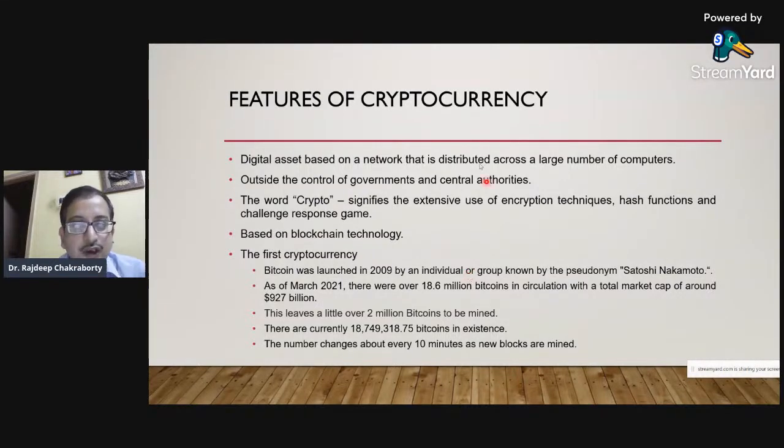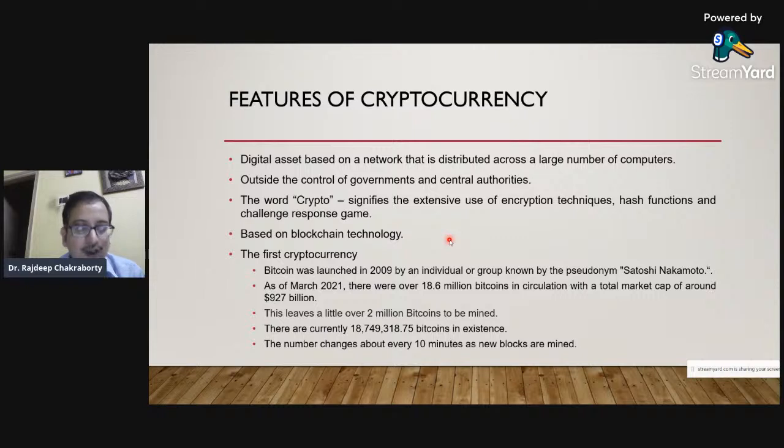Features of cryptocurrency. Cryptocurrencies are digital assets based on a network that is distributed across a large number of computers. It is outside the control of government and central authorities. The word crypto signifies the extensive use of encryption techniques, hash functions, and challenge-response games in cryptocurrency. Obviously, cryptocurrency is based on blockchain. The first cryptocurrency is Bitcoin, which was launched in 2009. It is believed that it was launched by Satoshi Nakamoto because he first published this paper, Bitcoin, and after that blockchain technology came.